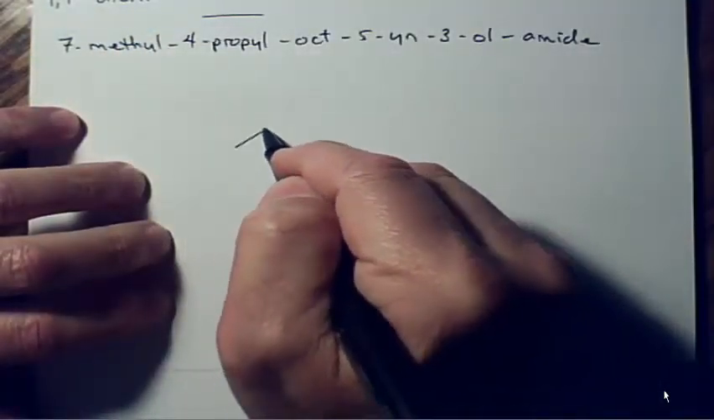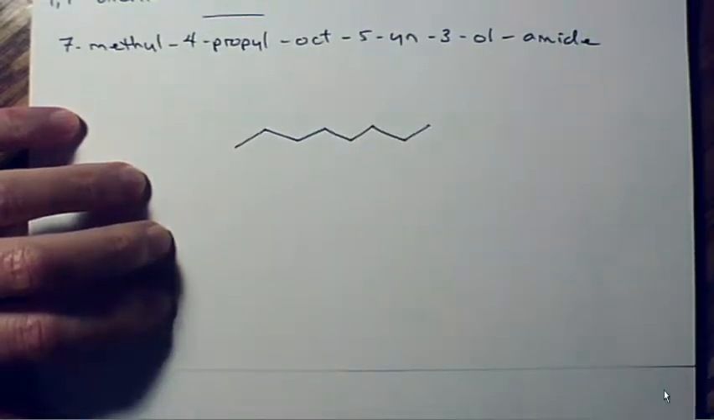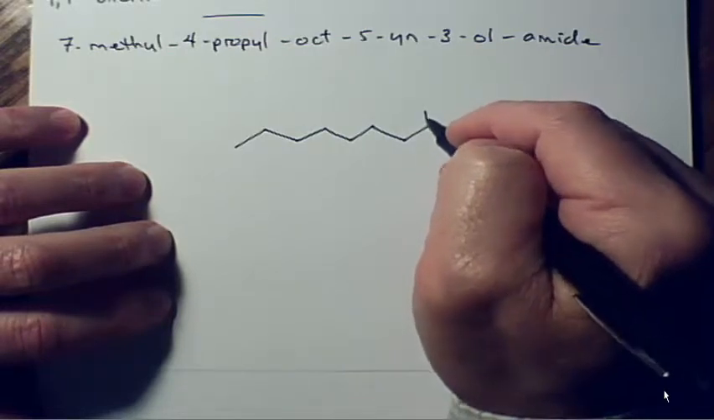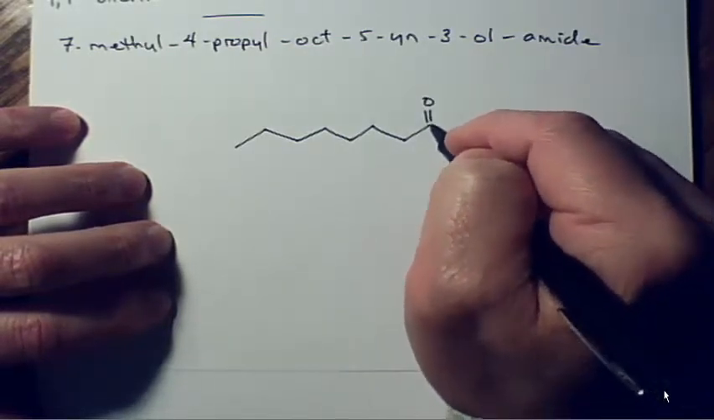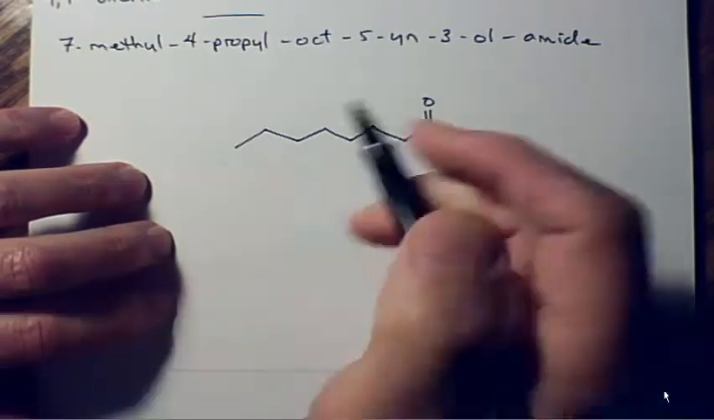Oct is 8 carbons long. 1, 2, 3, 4, 5, 6, 7, 8. Got an amide on the end. I'm going to put it on the right-hand side. So there's our carbonyl, and here's our amine.